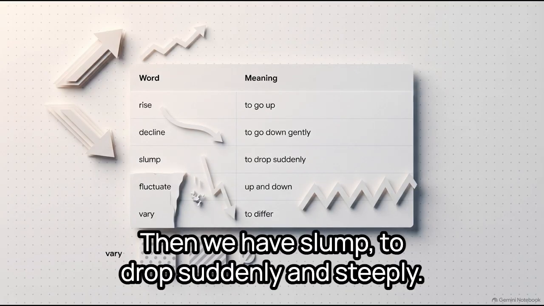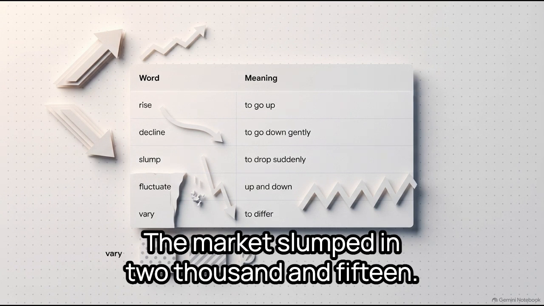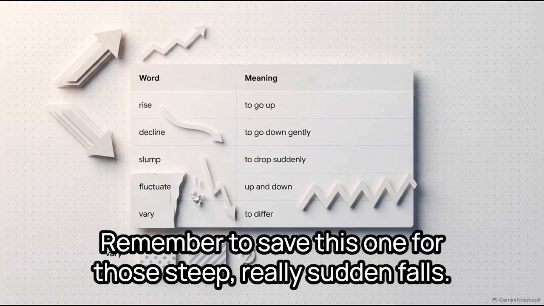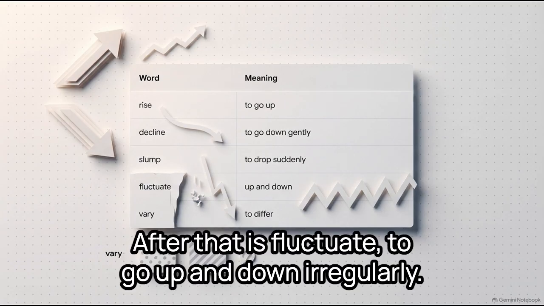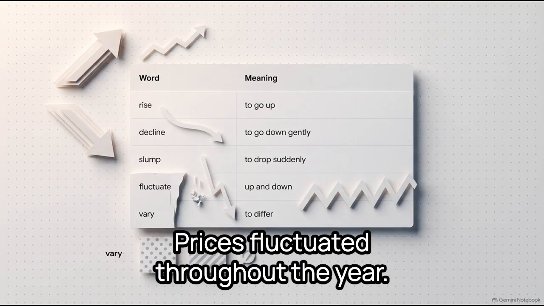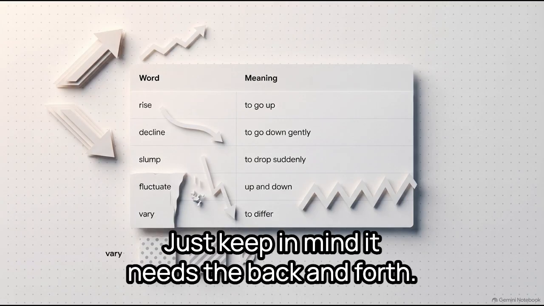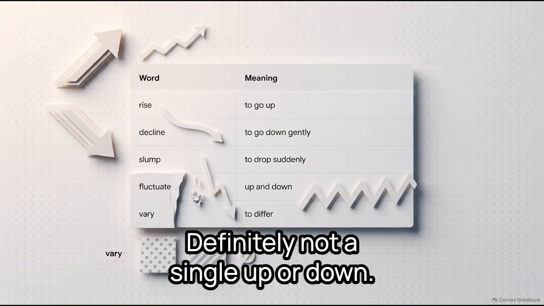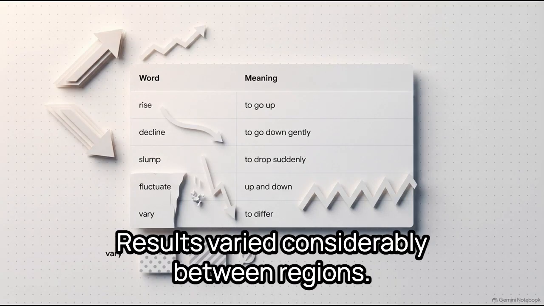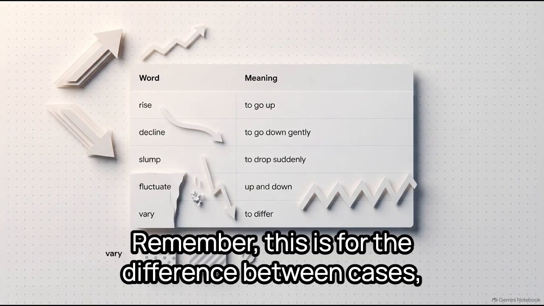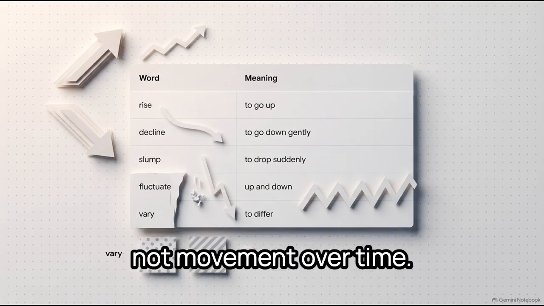Then we have slump, to drop suddenly and steeply. The market slumped in 2015. Remember to save this one for those steep, really sudden falls. After that is fluctuate, to go up and down irregularly. Prices fluctuated throughout the year. Just keep in mind it needs the back and forth, definitely not a single up or down. And finally, vary, to differ between things. Results varied considerably between regions. Remember, this is for the difference between cases, not movement over time.